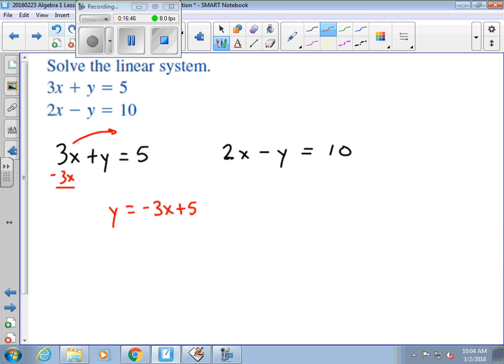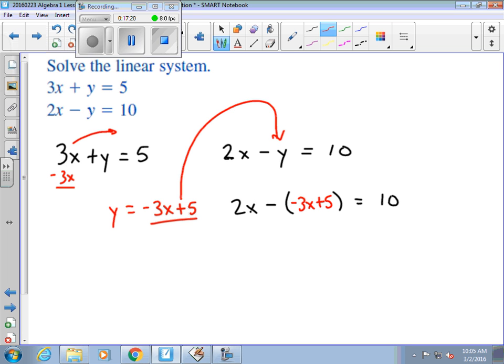But at this point, we have y solved. We have y isolated all by itself. This is an expression to represent y, negative 3x plus 5. That means in place of y, we could sub in negative 3x plus 5. Now, be careful with this one because it doesn't say 2x plus y. It says 2x minus, and then our expression for y. Our expression for y is negative 3x plus 5.